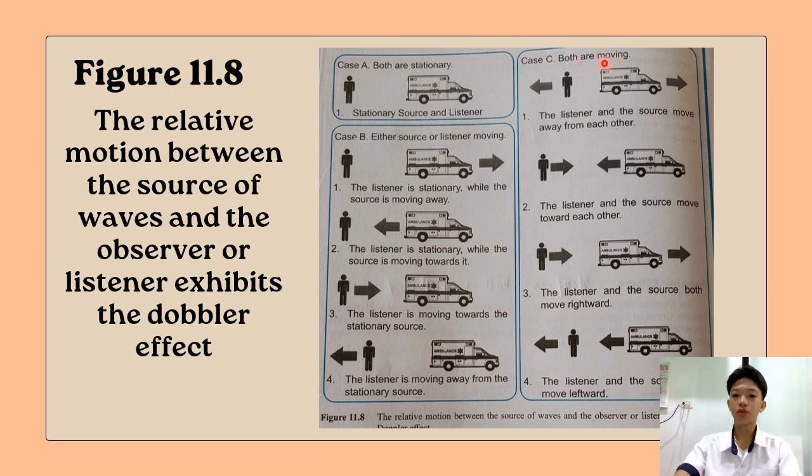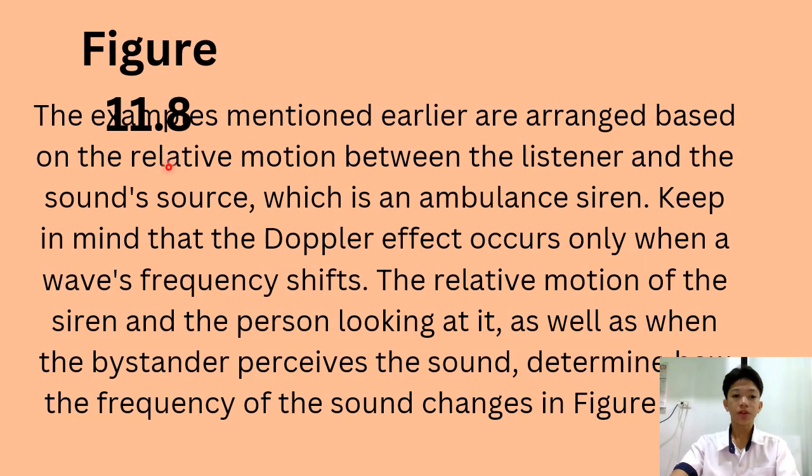At case C, both are moving. First, the listener and the source are moving away from each other. The second, the listener and source are moving towards each other. The third, the listener and the source are both moving rightward, so they are not getting any closer. Next, the listener and the source are both moving leftward, so they are still not getting closer to each other. So that is figure 11.8.